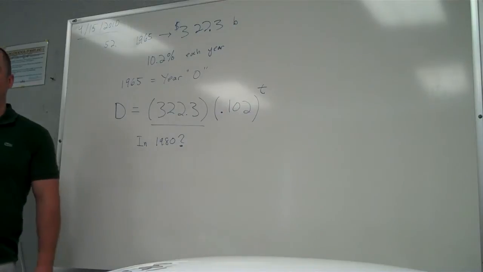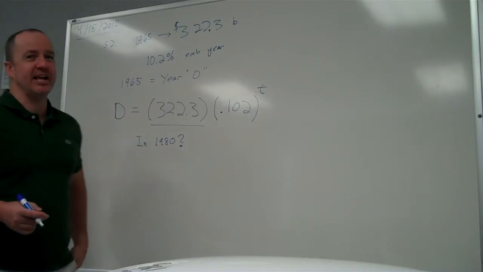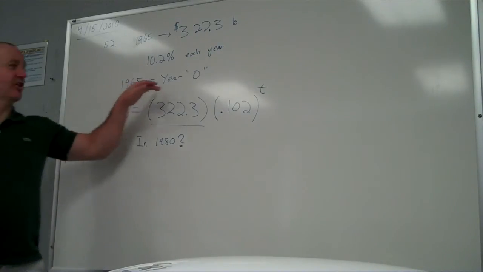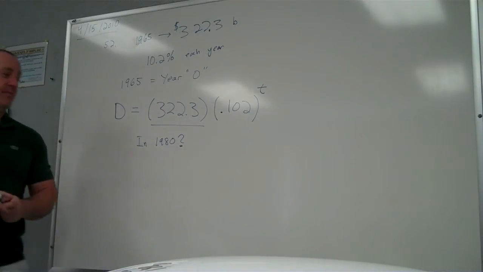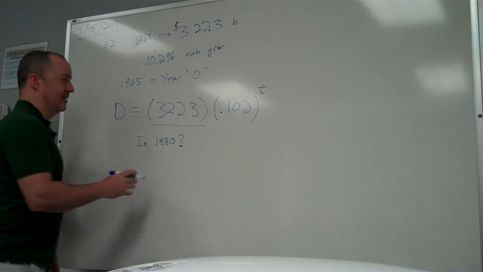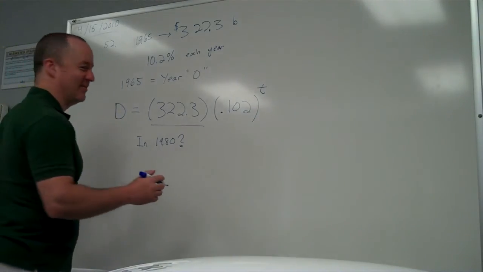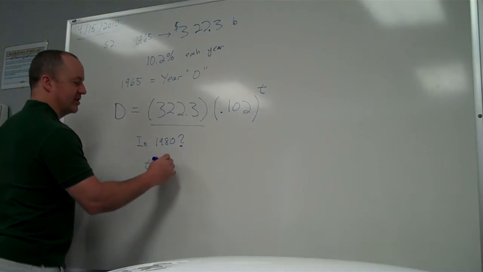Now, here's the tricky part. If 1965 is 0, what's 1980? You count up from 1965, but 65 is 0, not 1. So 66 would be 1, 2, 3, 4, 5. It will be 15. You were right. So now, in 1980, t equals 15.